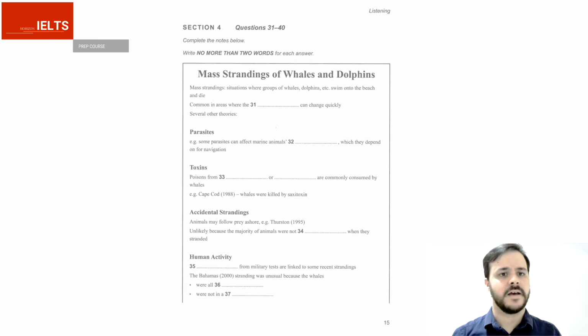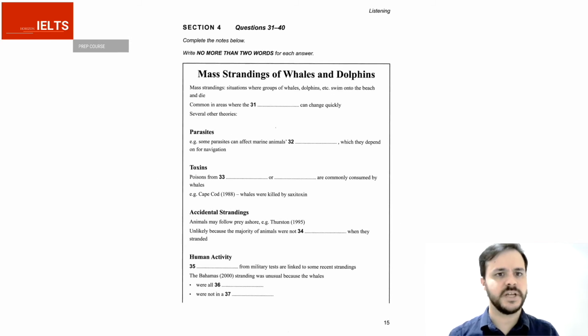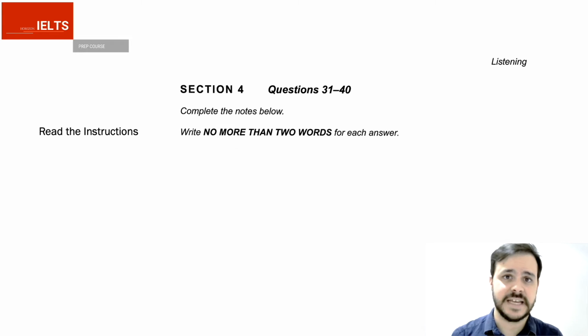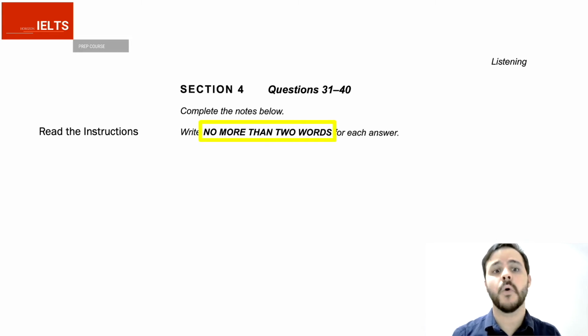Let's have a look. This is a typical sentence completion task. It was used in some previous IELTS exam. Well, if you have watched any of my previous classes before, you know my next question. What is the first thing we have to do before doing any IELTS task? Read the instructions. In this exercise, it says, write no more than 2 words for each answer.